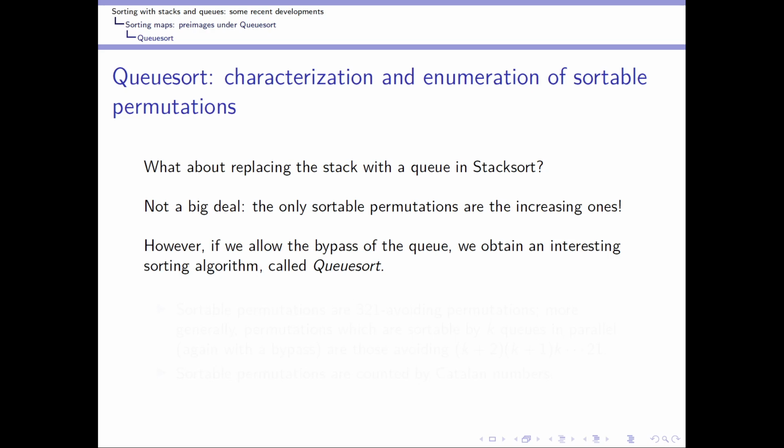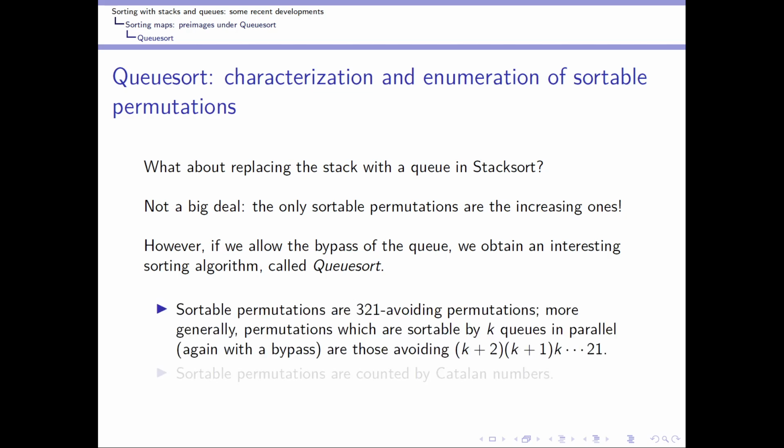So here is how this algorithm works. Consider the current element in the input permutation. You compare it with the element which is in the back of the queue. If the current element of the input is larger than the element in the back of the queue, you just enqueue it. Otherwise, you compare the current element in the input with the element in the front of the queue, and you just output the smaller one.